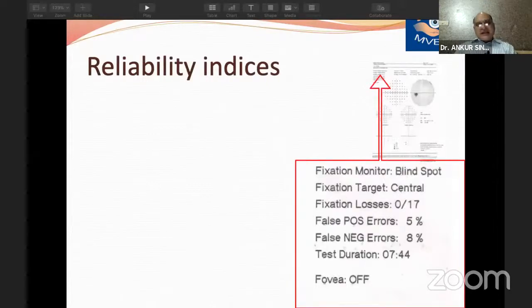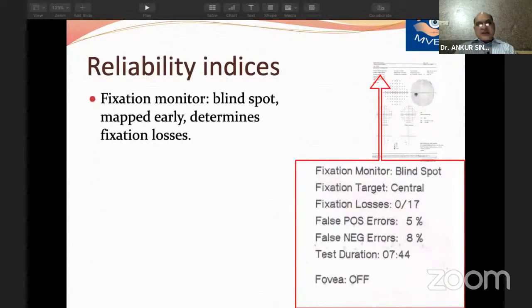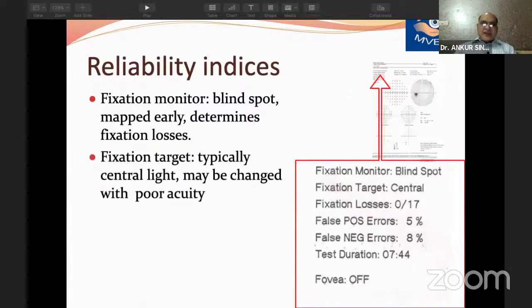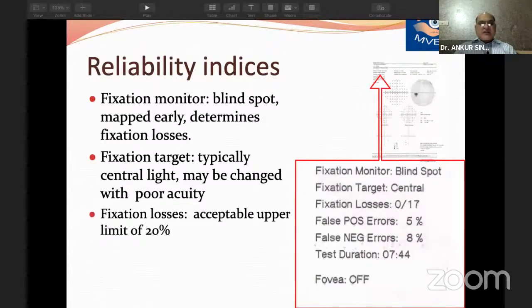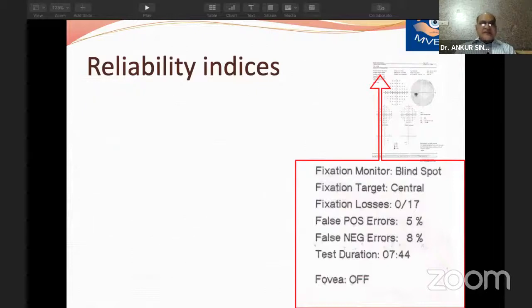Now, reliability indices. So at the top, we have the blind spot. So the fixation monitor is the blind spot. The perimeter determines the blind spot early on in the field. What it does is it gives a stimulus at the blind spot, and if the patient reports that it has seen it, it is taken as fixation loss. Typically there is a central light which the patient is asked to fixate upon, but if the patient has poor visual acuity, we can use a diamond also. So acceptable losses for fixation loss is, say, up to 20%.